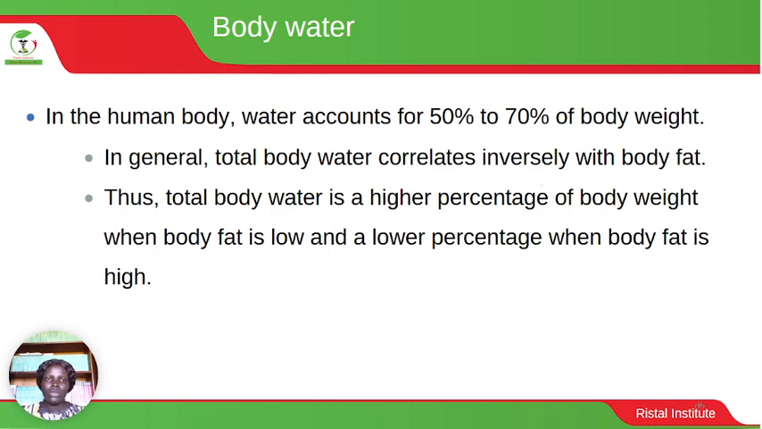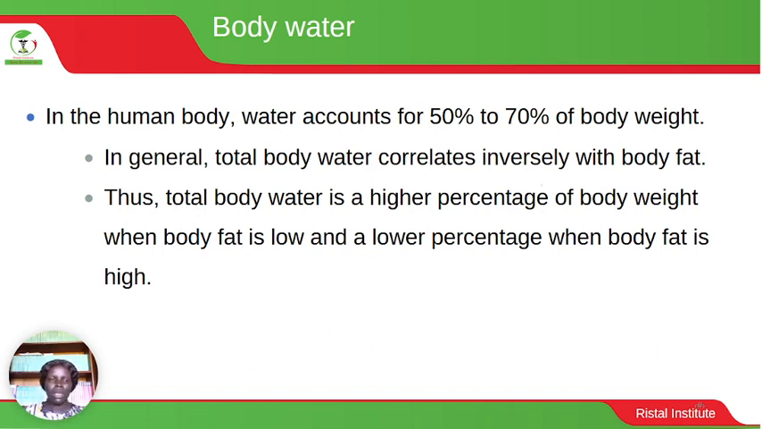In the human body, water accounts for 50% to 70% of the body weight. In general, total body water correlates inversely with body fat. So that means that the higher the amount of fat in the body, the lower the amount of water, and vice versa. Thus, total body water is a higher percentage of body weight when body fat is low, and a lower percentage when body fat is high.